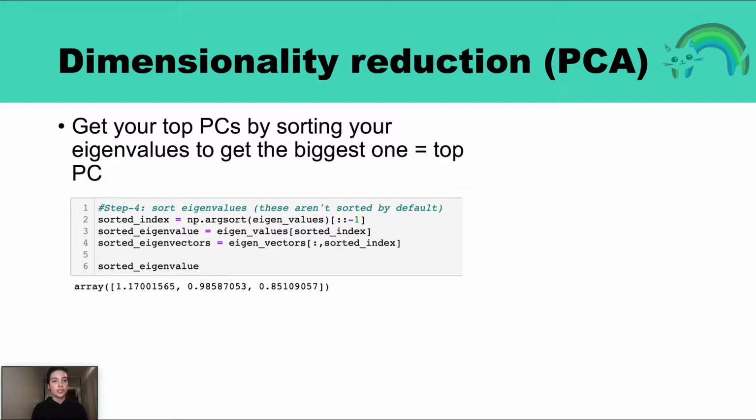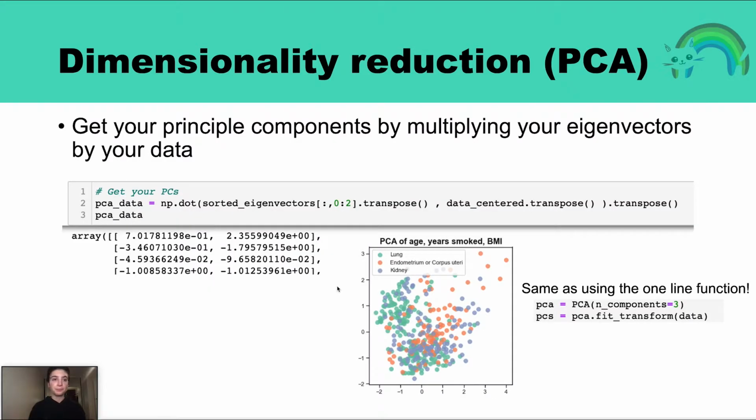So what you can do is you can get your top PCs by sorting your eigenvalues to get the biggest one, which corresponds to your top principal component, which, as I said, corresponds to that direction of variance, the one that gets stretched the most. So you can perform this in NumPy just using the sorting function to get the indices, and then you sort your eigenvectors by those eigenvalues. And what we can see is that our largest eigenvalue is 1.17, etc.